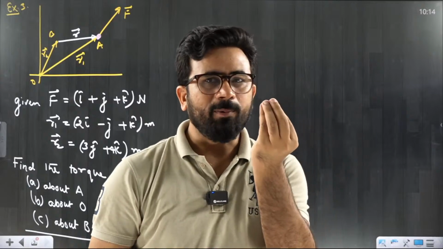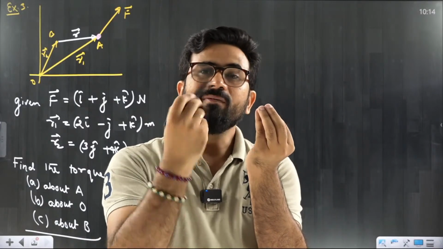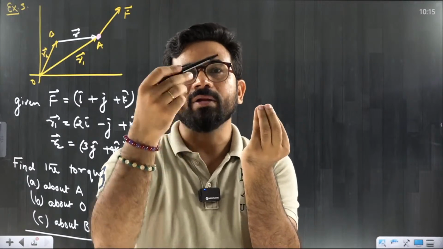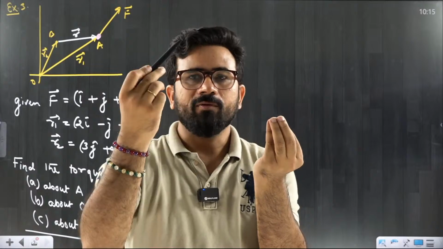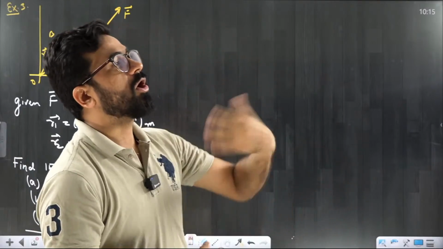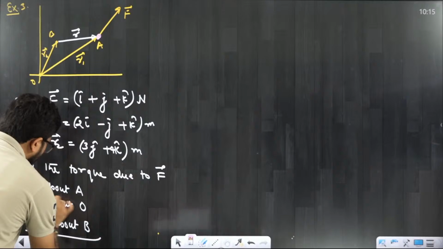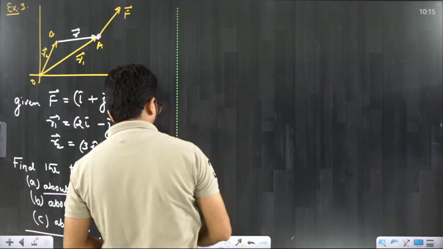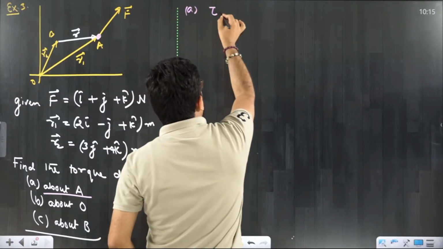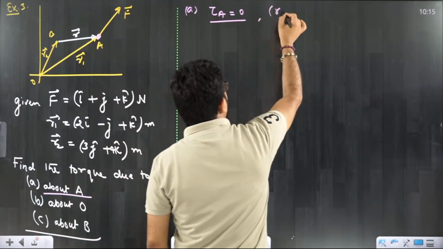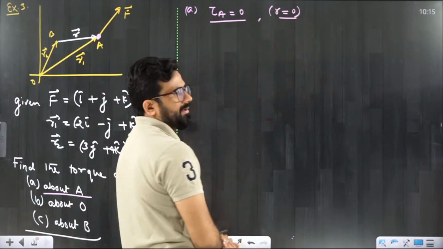Because this is the point at which I am applying the force, and we want to calculate the torque about this same point. There is no perpendicular distance between the force and this point. If they were apart, the perpendicular distance would be something, but now R becomes 0. That means torque becomes 0. So if I ask you the torque about A, no need to calculate, you can directly say the torque about A is equal to 0. Nothing has to be calculated because R is 0, there is no R vector.